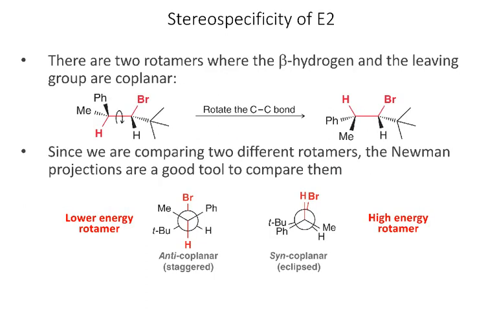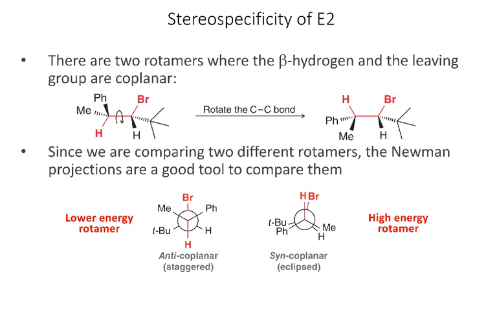All right, now there are two ways that we can get the bromine and the hydrogen in this case in the same plane. They can be in this configuration where essentially they're trans to one another, or they can be in this configuration where they're essentially cis to one another.